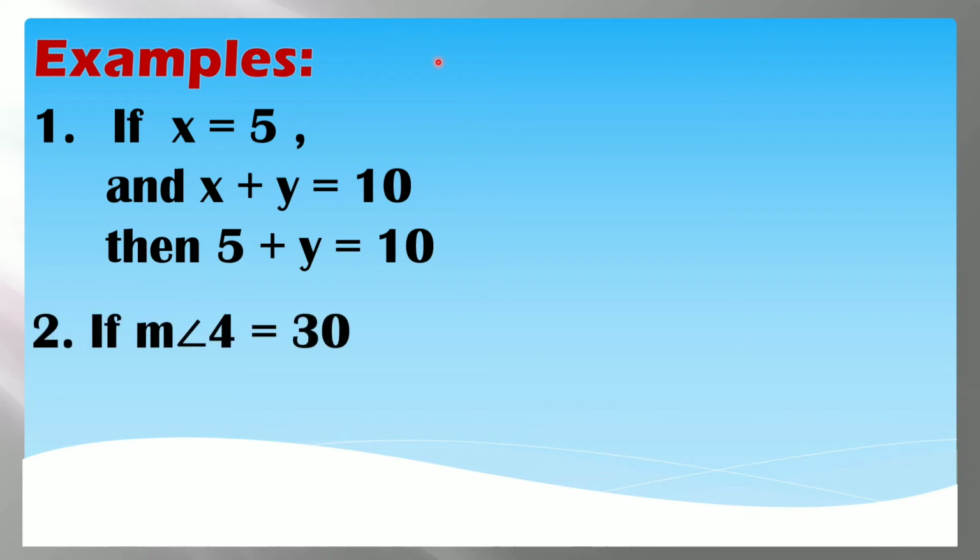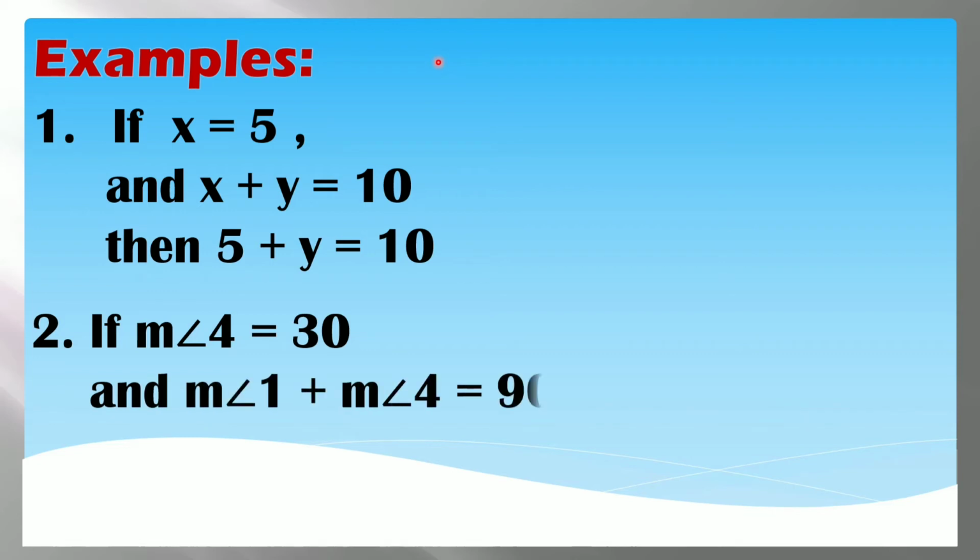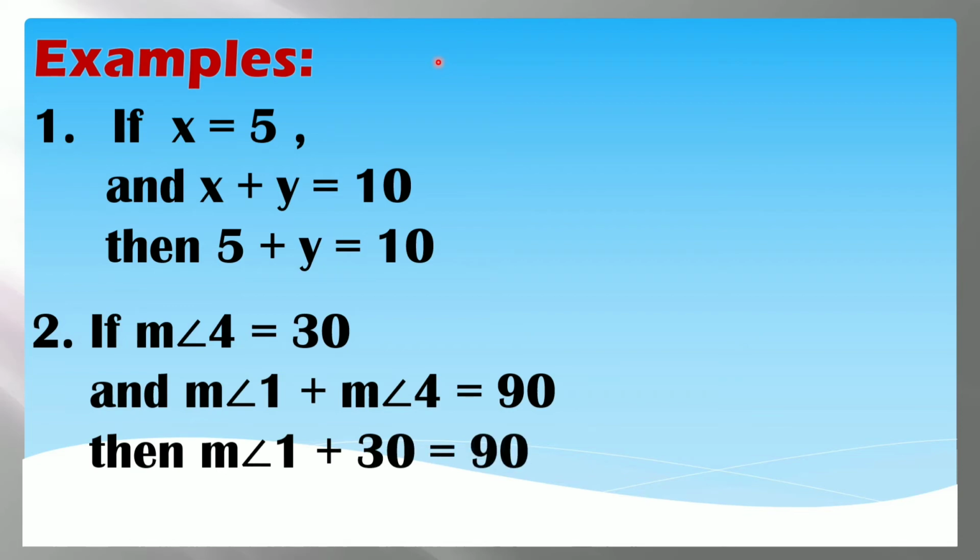Number 2, if the measure of angle 4 is equals to 30, and the measure of angle 1 plus the measure of angle 4 equals 90, then the measure of angle 1 plus 30 equals 90. Saan ang galing si 30? Di ba si angle 4, ang measure niya ay 30. Pwede natin siyang palitan ng number. So, 30. Yun po yung substitution property.